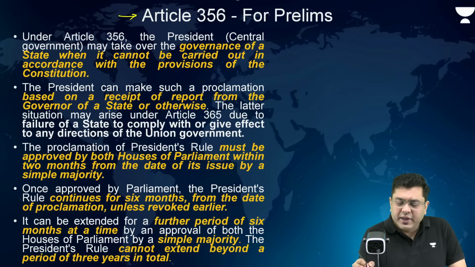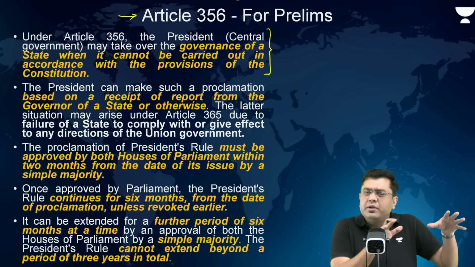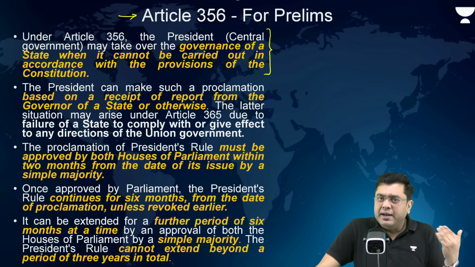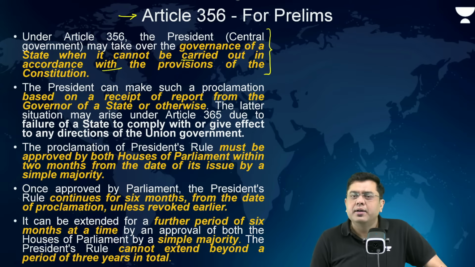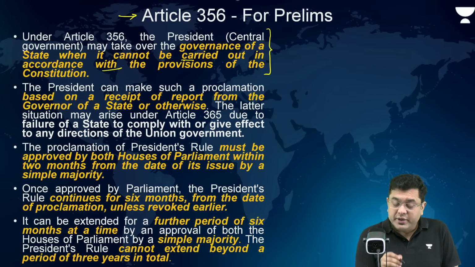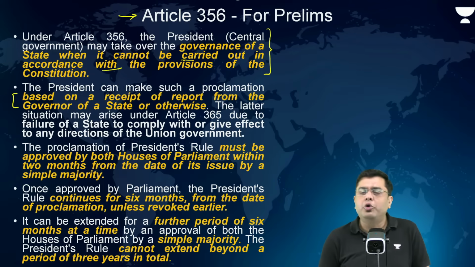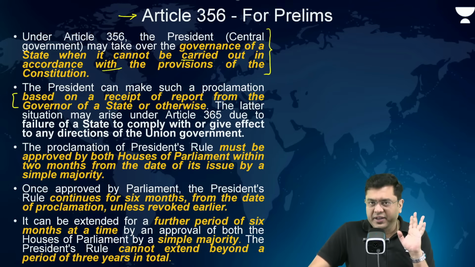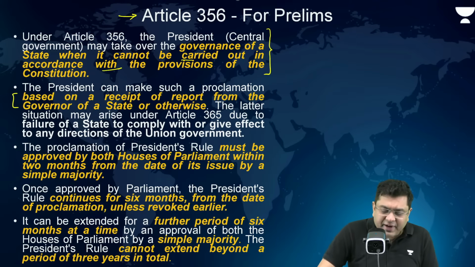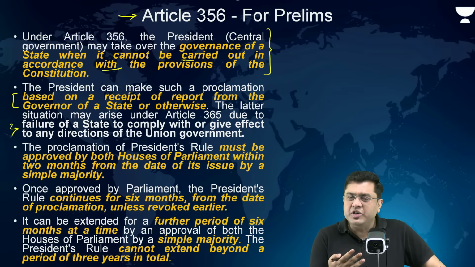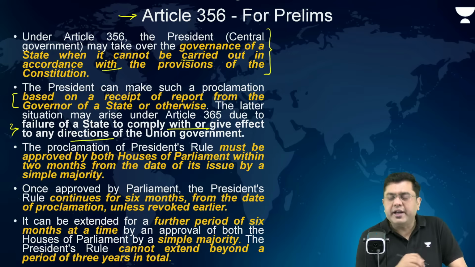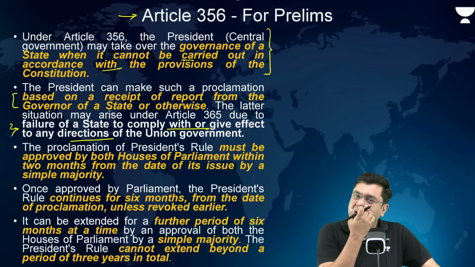So Article 356: the President, obviously under the guidance and recommendations of the central government, may take over the governance of a state when it cannot be carried out in accordance with the provisions of the Constitution. The President may make such a proclamation based on a report received from the Governor of the state or even otherwise. What do we mean by otherwise? Otherwise basically means a situation where there is a clear-cut failure of the state machinery to comply with any directions given by the Union government. That is the otherwise condition, right?